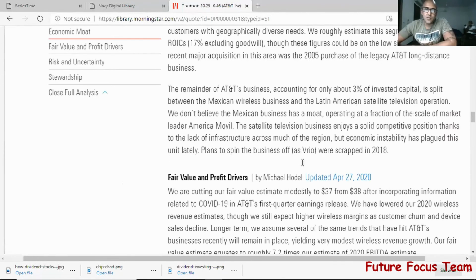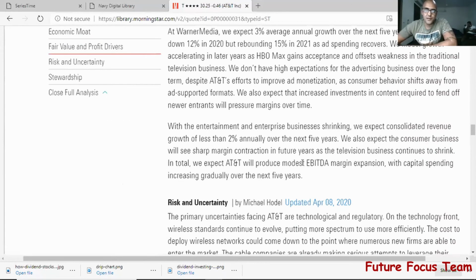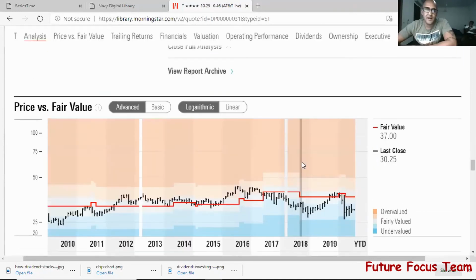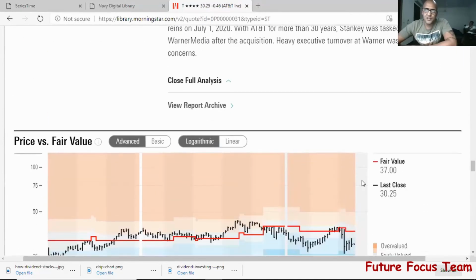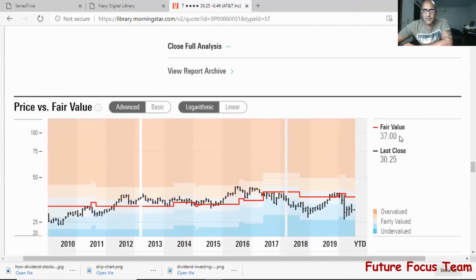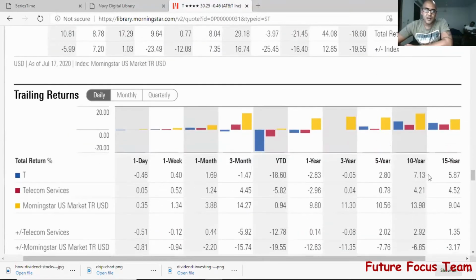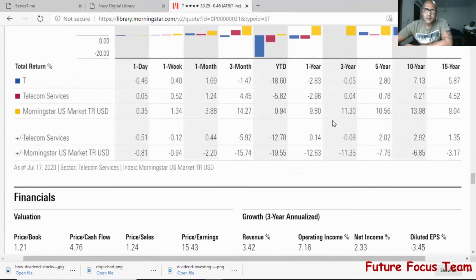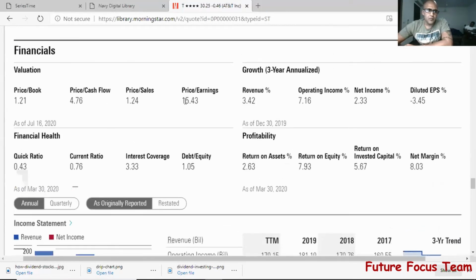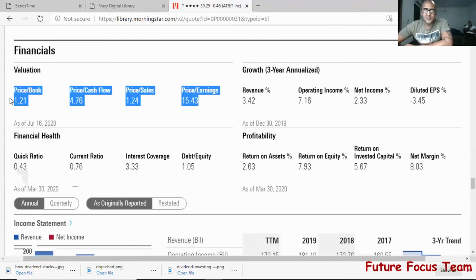So you keep scrolling down, and it's so much info. But the most important part is once you get to the bottom and you get to the financials. Right here, they're giving you what they feel is fair value for this stock. Currently they feel that fair value for this stock is $37 a share. And obviously currently it's $30.25 a share. You can see the trailing returns. It shows you a valuation, which is very important.